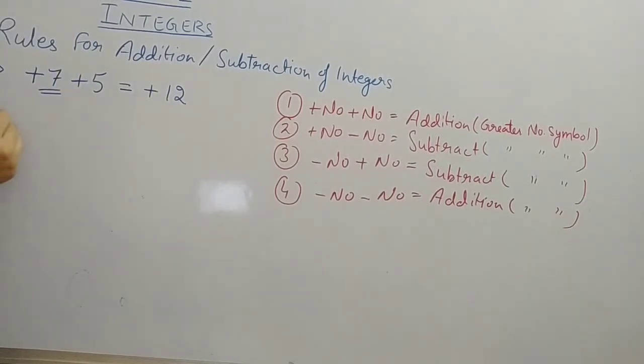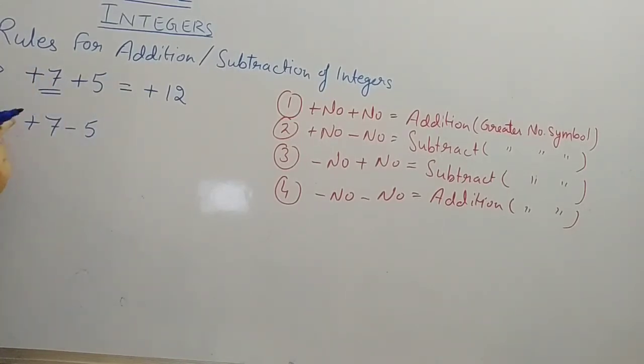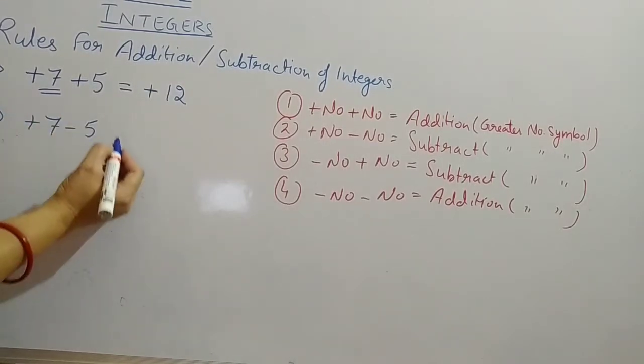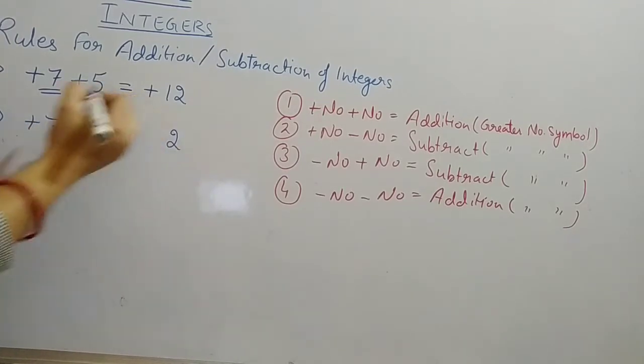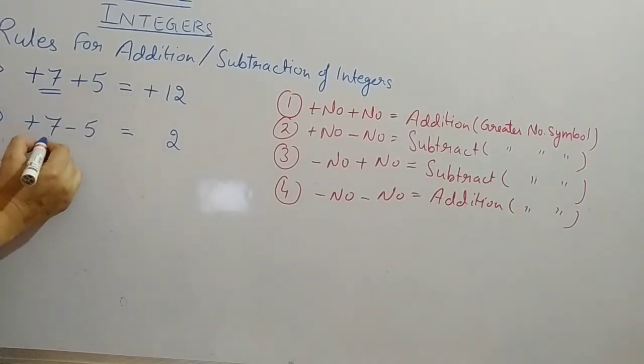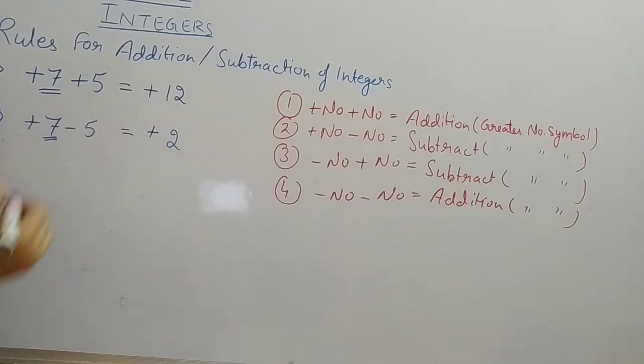For the second rule, suppose the first number is plus and the second number is minus. If one number is plus and another one is minus, in that case you have to do the subtraction. Do the subtraction, 7 minus 5 is 2. See the numerically bigger number, that is 7. 7 has the plus symbol, so here we have to put the plus symbol.